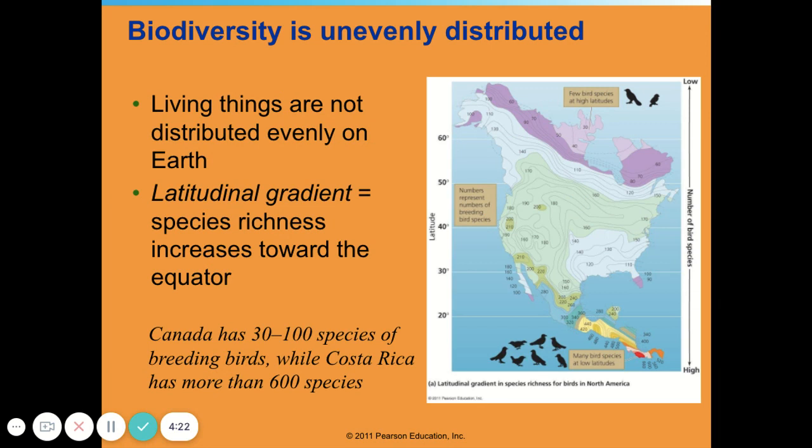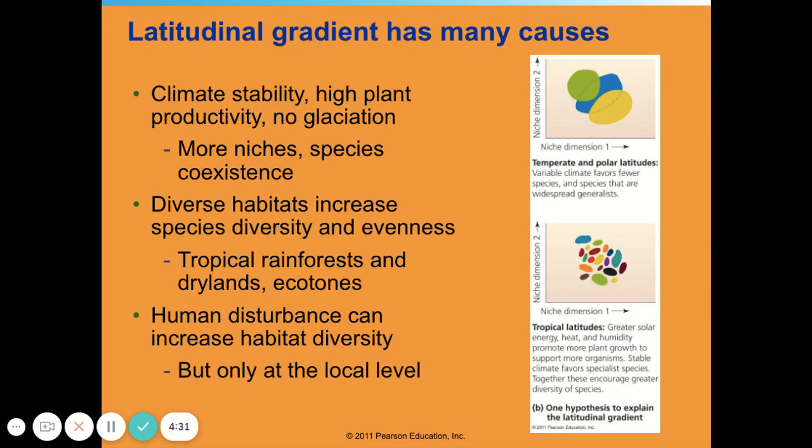Biodiversity is not evenly distributed around the world. Richness increases as you move toward the equator. We call this a latitudinal gradient. Latitudinal gradient makes sense if you think about how the weather close to the equator is pretty stable year-round, and there are many diverse habitats.